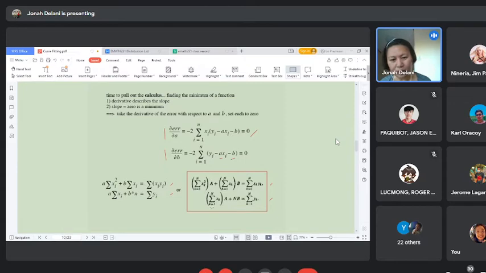The second equation would be the sum of all the x times a plus n, which is the number of points, times b equals the sum of the y. We now have two equations and two unknowns, a and b. And we will be able to solve for a and b.